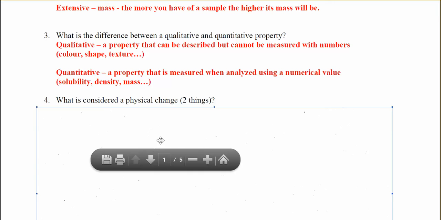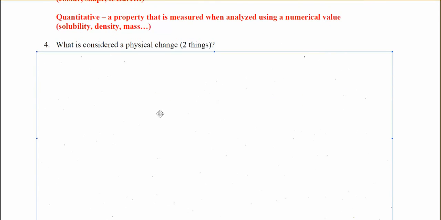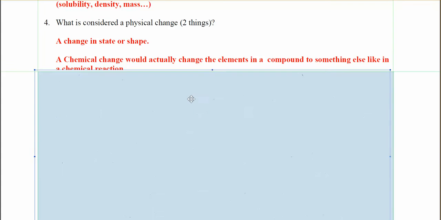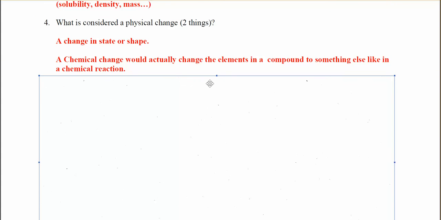So what is considered a physical change? In chemistry, this is an important idea, the difference between a physical change and a chemical change. I'll give you a hint. A chemical change happens in a chemical reaction, whereas a physical change does not happen in a chemical reaction. It's just a change in state or shape. So a physical change would be like if ice melts, or if we bend a metal into a loop or something, bend a wire. We're not actually changing what it's made out of or the chemical identity. Like we're not changing it from H2O to OH. It's still going to be the same compound. We're just changing its state or shape. A chemical change would actually change the elements in a compound to something else, like in a chemical reaction, whereas a physical change does not do that.